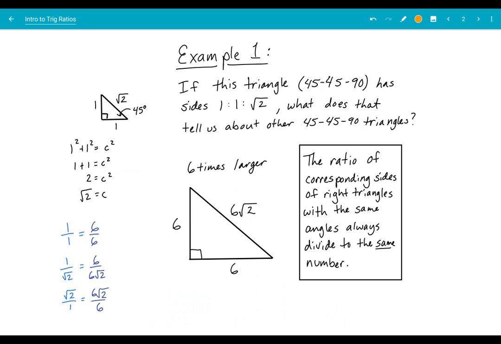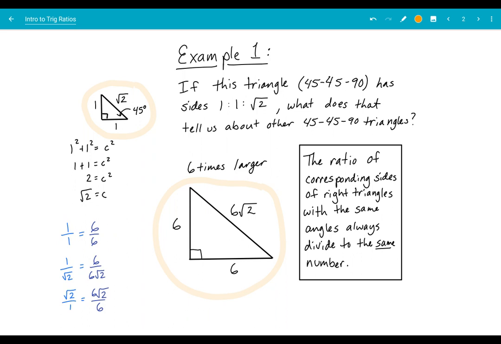Here I have a 45, 45, 90-degree triangle. I have a little one that's 1 by 1, and I have a larger one that's 6 times larger, 6 by 6. Well, if you think about it, 1 divided by 1 gives you a whole 1, and 6 divided by 6 also divides to the number 1. And this would be true if I made it 6 times larger, or 8 times larger, or even a half. A half divided by a half is still 1.